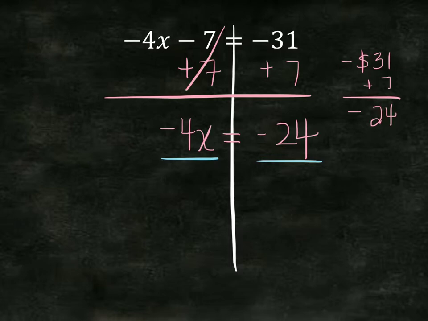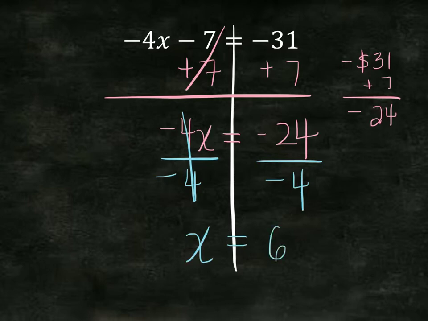That doesn't make sense. Okay, what was done to x was it was multiplied by negative 4, so we need to divide by negative 4. If we don't, we're not actually going to cancel it out. Okay? Negative 4 divided by negative 4 cancels out to make 1, giving me an x here. On the right side, negative 24 divided by negative 4 is positive 6.